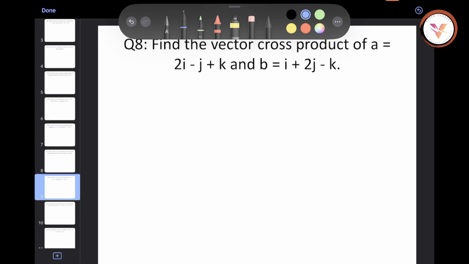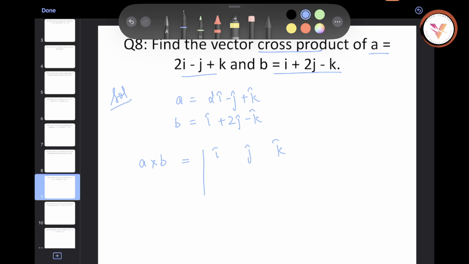Next question is find the vector cross product of this and this. It is simple cross product. A vector is 2i cap minus j cap plus k cap, and your b vector is i cap plus 2j cap minus k cap. And to calculate cross product a cross b, simply first you can write i, j, k, then 2, minus 1, plus 1, then 1, plus 2, minus 1, and just take the determinant.